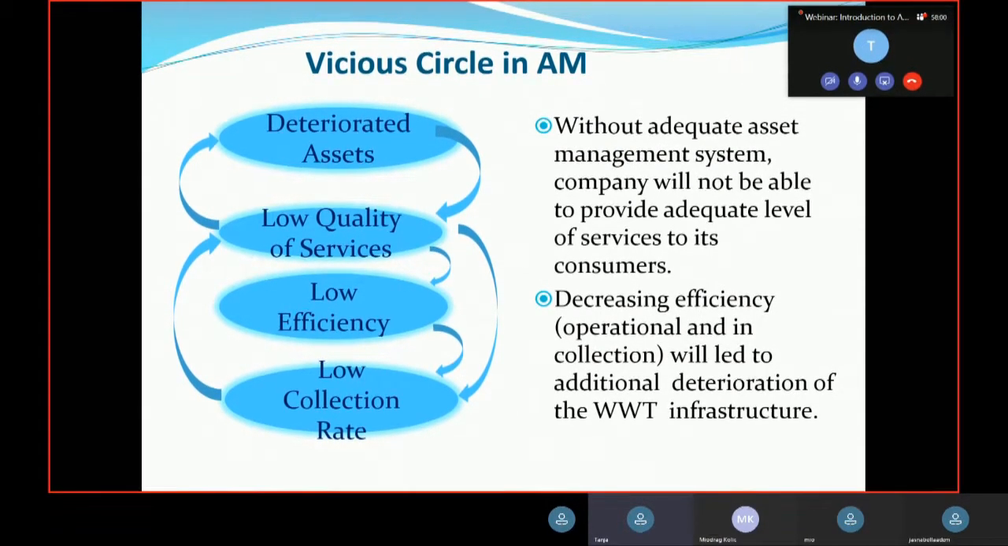To make it clear and simple, water and wastewater assets that are not regularly maintained usually deteriorate faster than expected and lead to higher replacement and emergency response costs, which is basically a vicious circle in asset management, and a vicious circle in the majority of the water and wastewater companies in the region. So without an adequate asset management system, a company will not be able to face all these complex problems in the maintenance of the system.